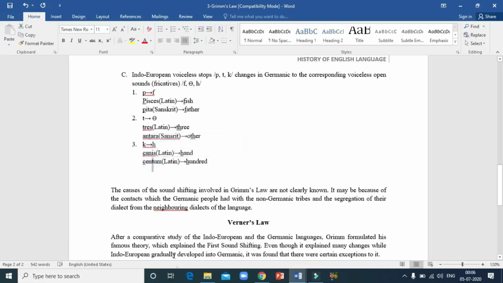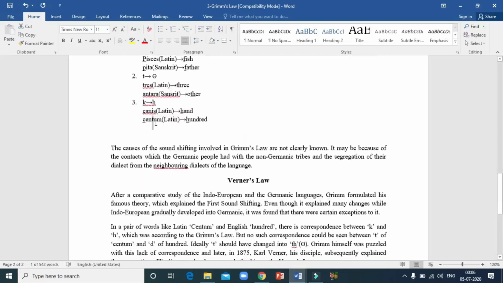Instead, this would become voiced. That is what happened, because in this word centum, the stress should have fallen on cen for the change to take place, but the stress did not fall on cen, it fell on tum. So because the stress did not fall on the preceding syllable, the changes discovered by Grimm did not take place. Therefore, t did not transform into th. Instead, it became voiced into d. It did not become th, it became voiced and turned into d.